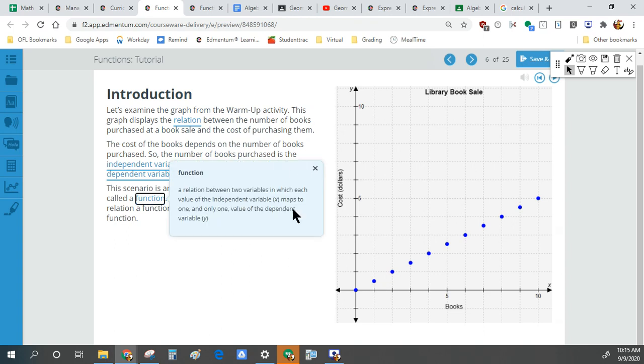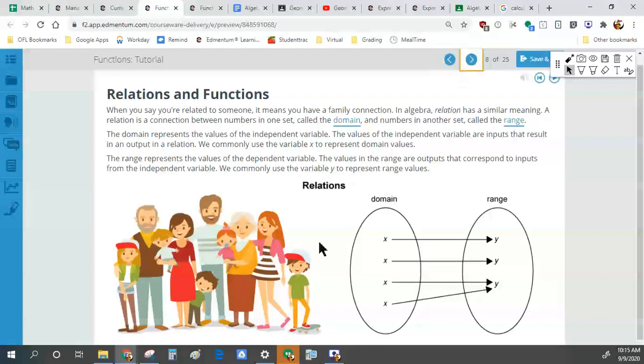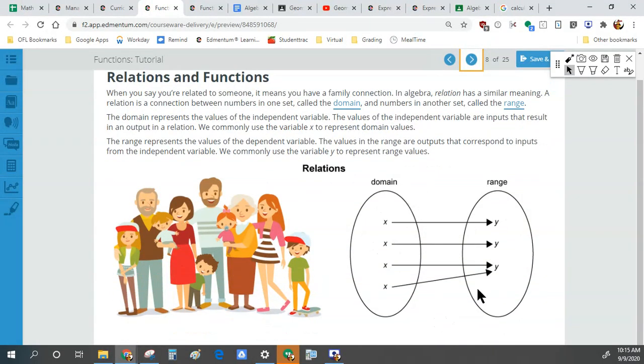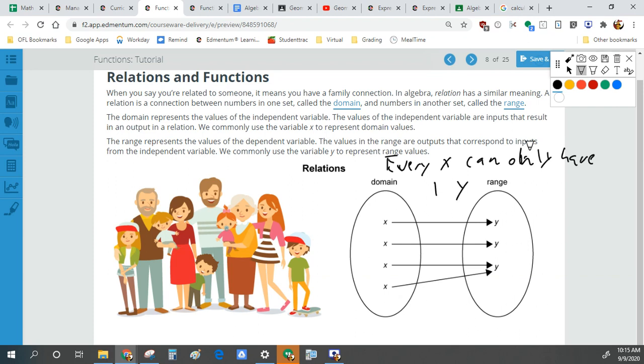A function, again, that's the relationship between these two. It's the relationship between the independent and the dependent variable. It's the relationship between x and y. So we're going to talk about what makes a function. In order for a function to exist, it can only have one y. So in other words, every x can only have one y. So it's usually seen like this. You can have two x's be the same y. You just can't have one x have two y's.